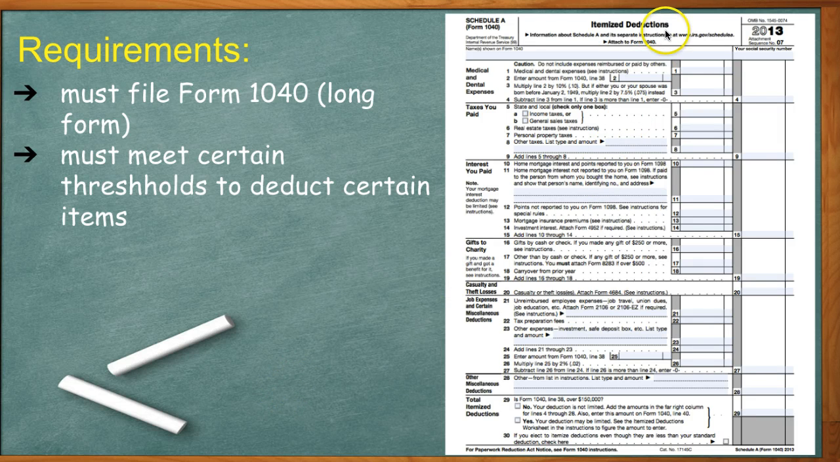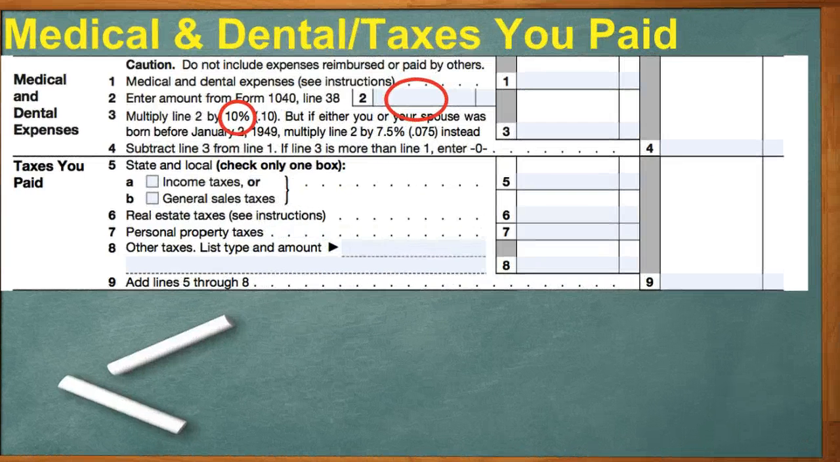Here is a Schedule A. Notice it says itemized deductions, and that's because all the deductions you can take are itemized out separately. We'll be looking at medical and dental, taxes you paid, interest, gifts to charity, casualty and theft losses, job expenses and certain miscellaneous deductions. There's an other miscellaneous deduction amount, and then you total. We'll not be going through every single deduction you can take, but we will be going through some of the more typical ones that most people end up taking.